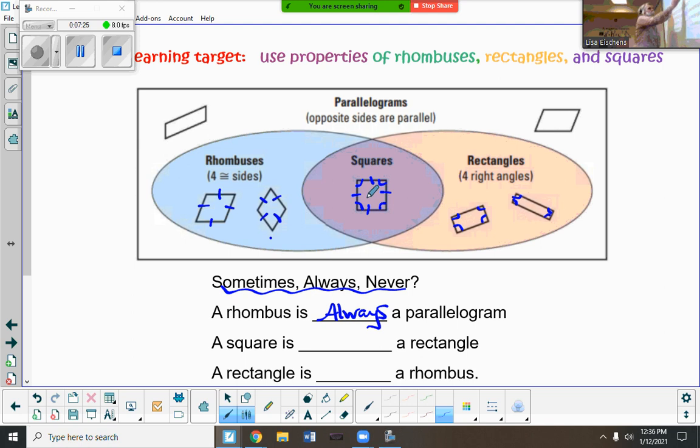Next, a square is blank a rectangle. So if you have a square, is it sometimes, always, or never a rectangle? Yep, that's going to be another always.